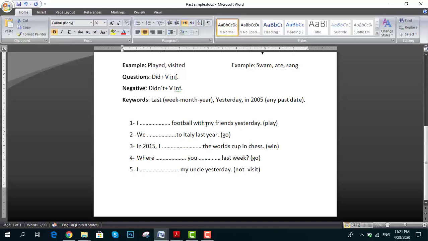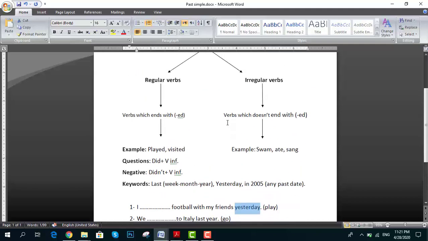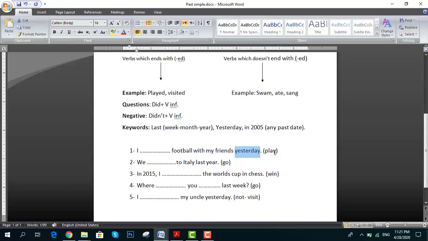I football with my friends yesterday, and we have the verb play. So yesterday is a keyword that talks about past simple. So I'm going to add the verb to. What is the past of play? It's played. Should we add ed or not? We should add ed because play is a regular verb. So we say played.